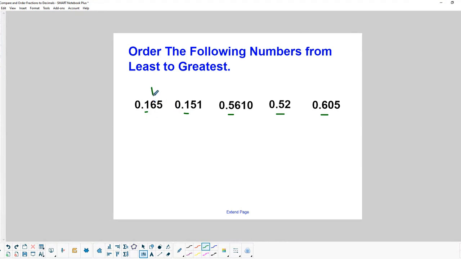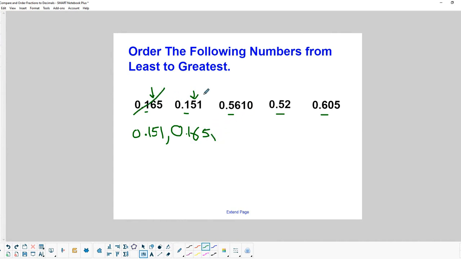Now I'm going to look at the hundredths column. I've got a 6 and I've got a 5. So that 5 is less than 6. So my smallest number is going to be that second one, 0.151. Okay, the next one is going to be 0.165. That's going to be my next biggest number.